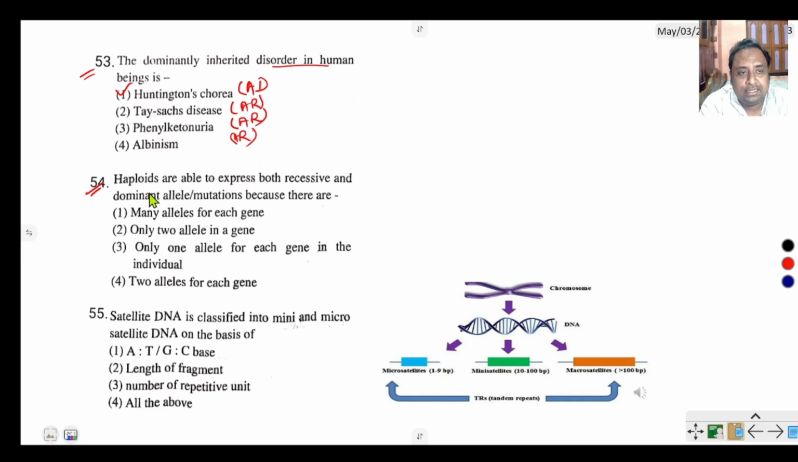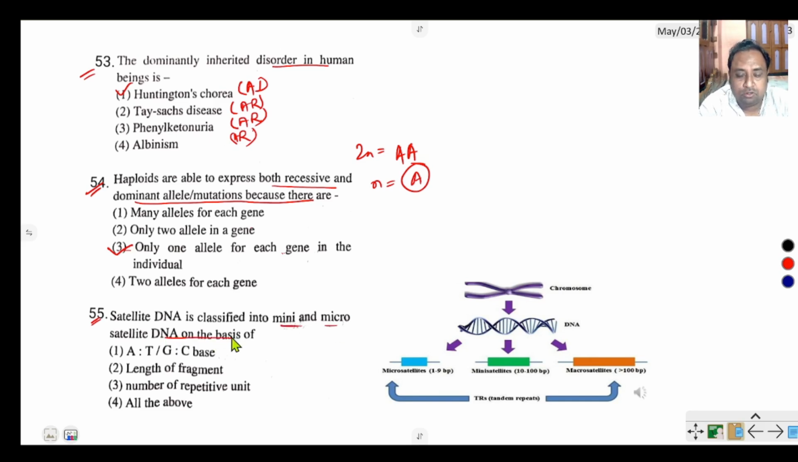Question number 54 says: haploids are able to express both recessive and dominant allele mutation, because there is only 1 allele for each gene. Haploid means, suppose diploid 2n is AA, the haploid is only A. So there is only 1 allele for a gene in the individual. That's why dominant and recessive mutations are expressed.